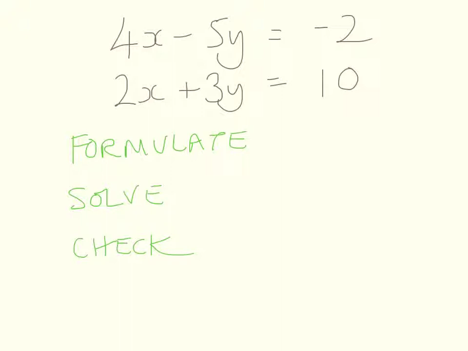There are always going to be 3 stages in this problem. First of all, we formulate the problem as a matrix equation. A 2 by 2 matrix times xy equals a 2 by 1 matrix. Then we're going to solve it. Quite a lot of working there, but we're going to finish up with x equals something and y equals something, and then we're going to check by substituting back, but making sure that we avoid the faulty logic.